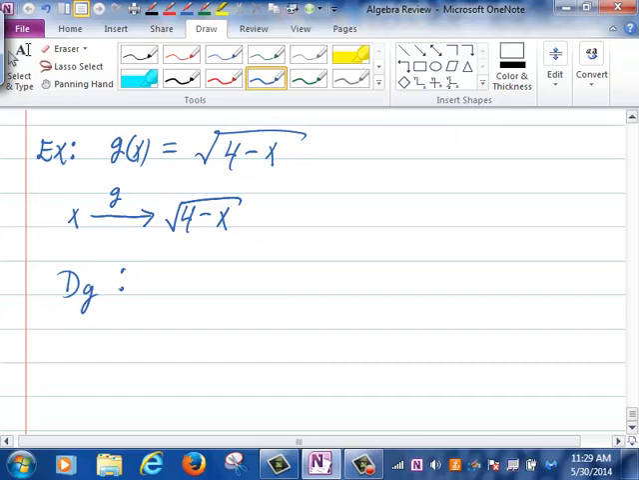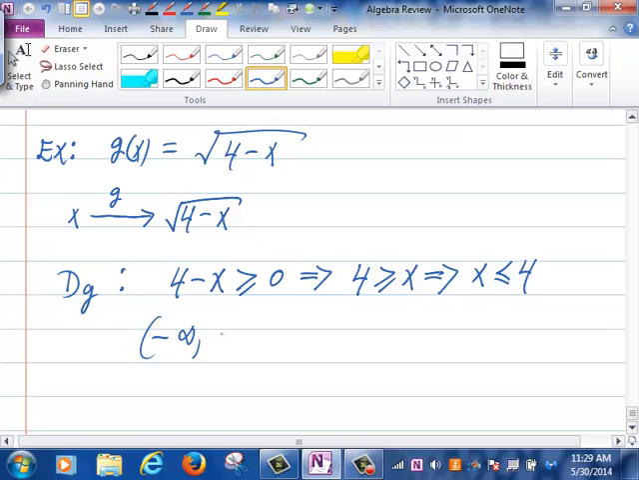Well, in order to find the domain, you need to realize that inside the square root, I cannot have a negative. So 4 minus x needs to be non-negative, but that implies that 4 is larger than x, and that implies x is what? Less than 4. So then our domain is all real numbers below 4.